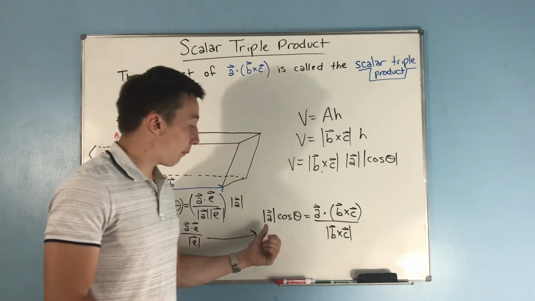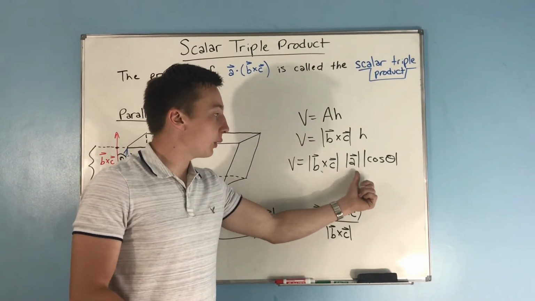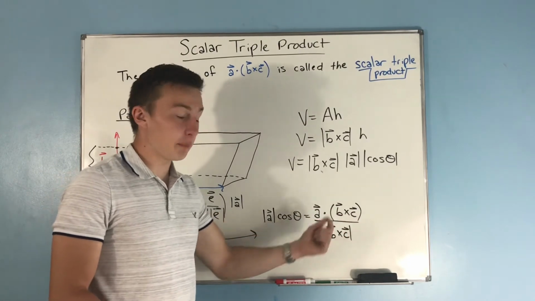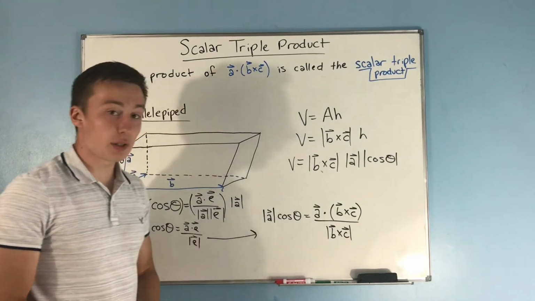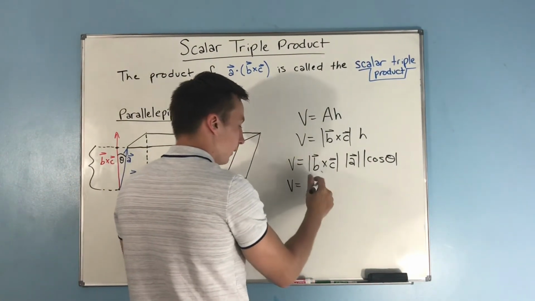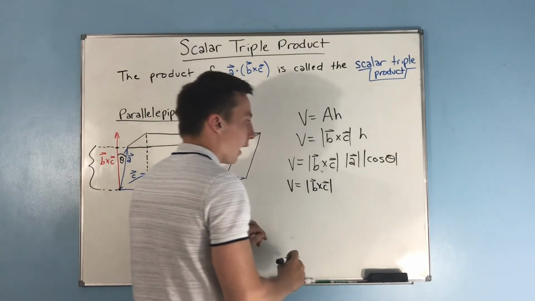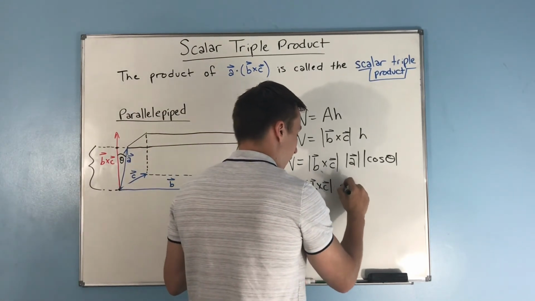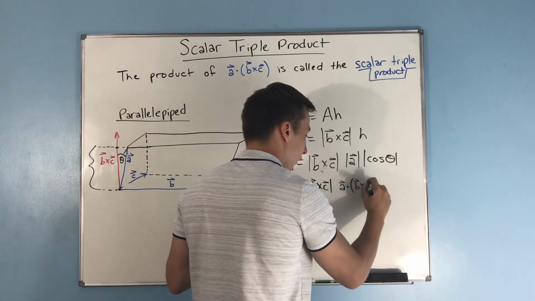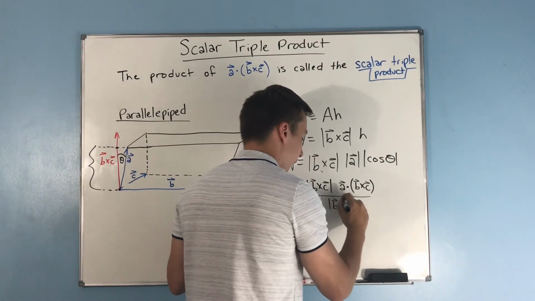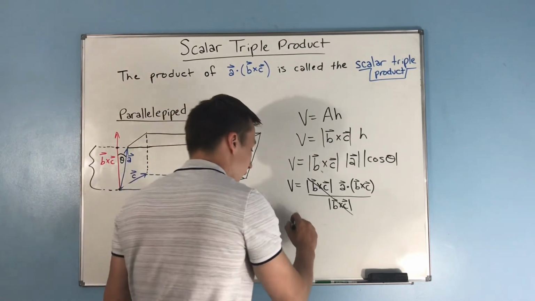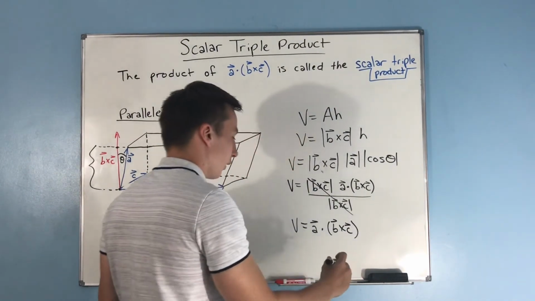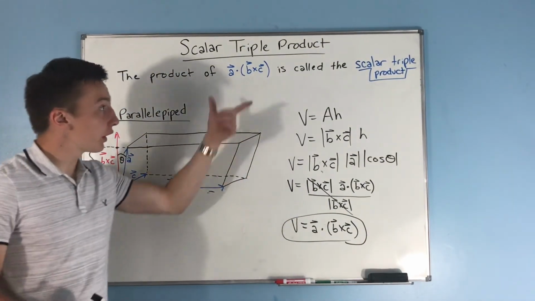And that means that this portion right here, the magnitude of A times cosine theta, is equal to the vector A dot your cross product of B and C over the magnitude of B cross C. So when you plug that in, you get that the volume is equal to, we're going to keep this B cross C right here, and then the magnitude of A times the absolute value of cosine theta becomes A dot B cross C over the magnitude of B cross C. The magnitude of B cross C cancels out, and you're just left with the volume equal to the vector A dot B cross C. So the volume of a parallelepiped is literally your scalar triple product.